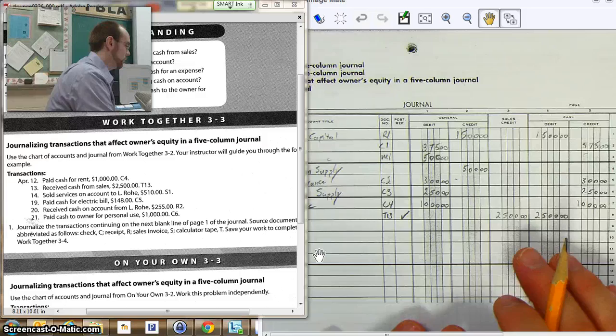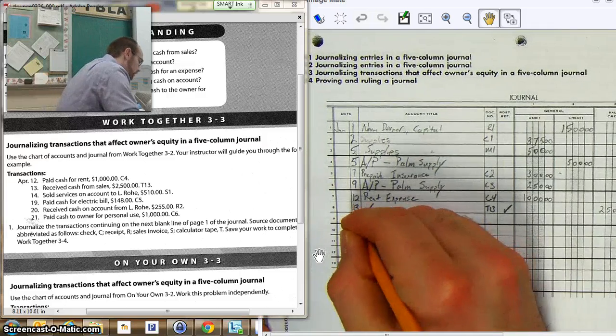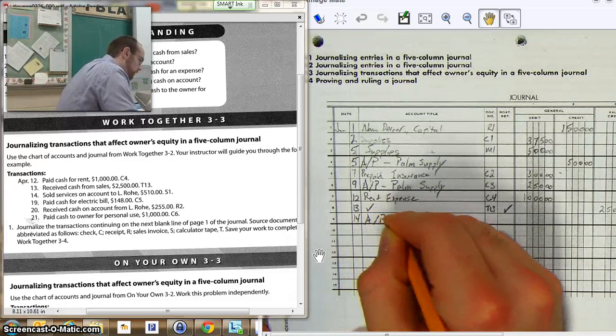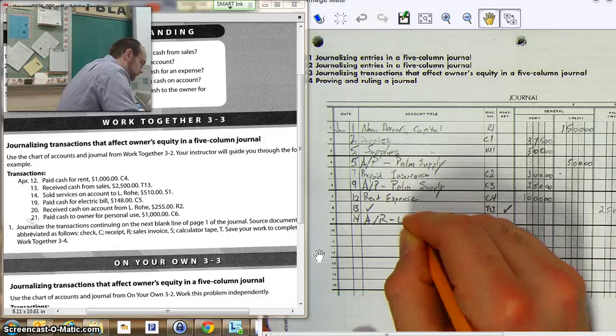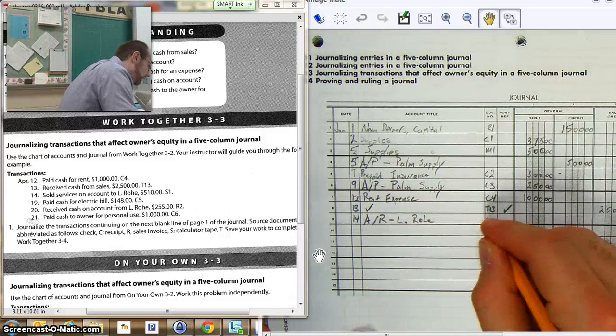So the first thing that we want to take a look at is what other account is affected. And first thing, we'll date it. And the other account that's affected is accounts receivable from L. Rowe. And we received that from S1, or sales invoice 1.